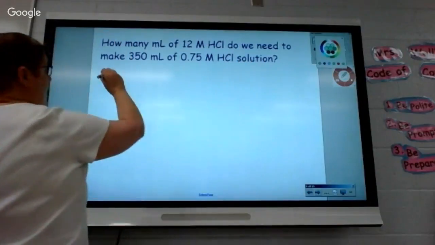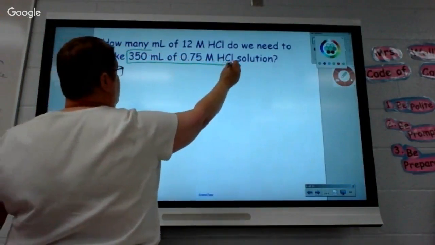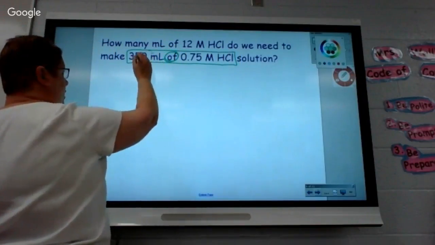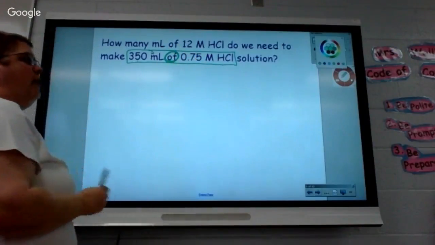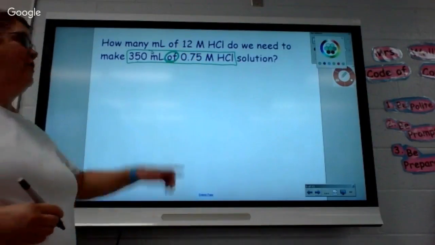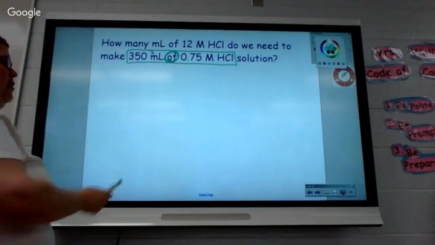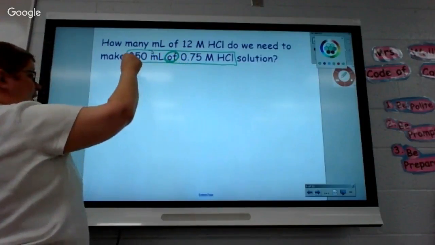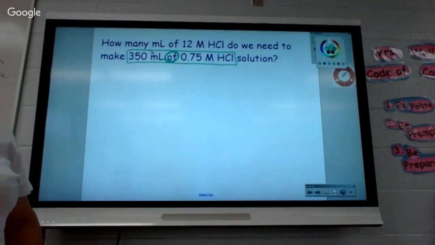All right, when you look at this, just like with the gas laws, how many milliliters of HCl do we need to make 350 milliliters of 0.750? See how it says 350 milliliters of 0.75? It's a pair, okay? That 350 has to stay with the 0.750. Doesn't matter if this is V1 and that's M1, or if that's V2 and that's M2, as long as they're together.